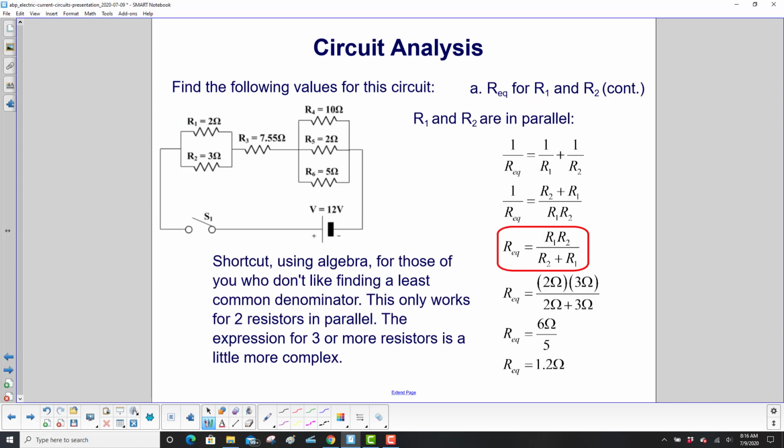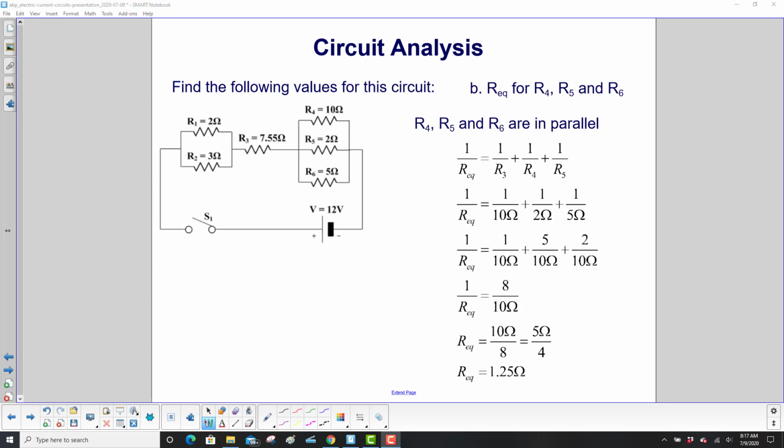Here's a shortcut, or it may actually look a little longer than what we did, but if you don't like finding a least common denominator, let's do the algebra. So here's our equivalent resistance of two resistors in parallel. We cross multiply and then multiply the denominators and we get this phrase. Then we invert it. So here's our equation. This absolutely works for 2 resistors in parallel but won't work for 3. So we plug in our numbers and we see that we get the exact same equivalent resistance as if we had used the fraction method and finding a least common denominator.